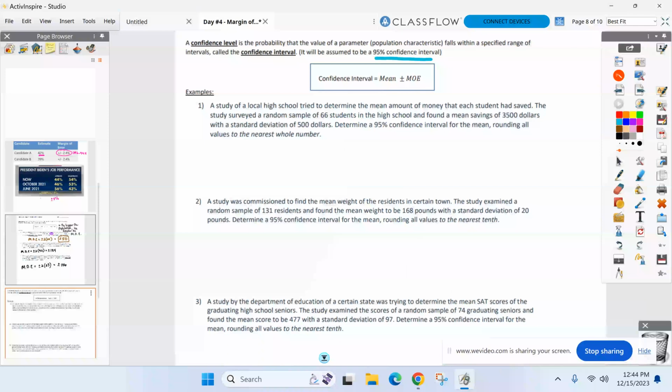And the way we do it is we take our margin of error, and you guys already know how to find that, and take the mean, add it, and subtract it. Add and subtract the margin of error to the mean. So now we're going to involve the mean to find what's called our confidence interval. Let's roll.